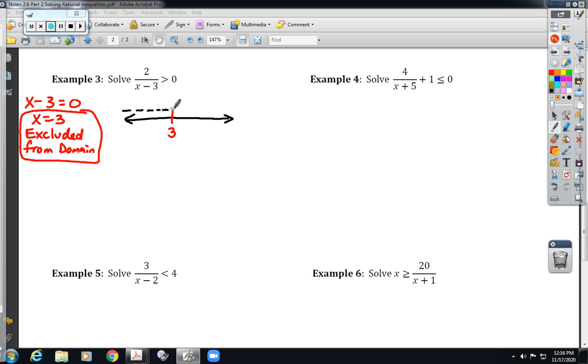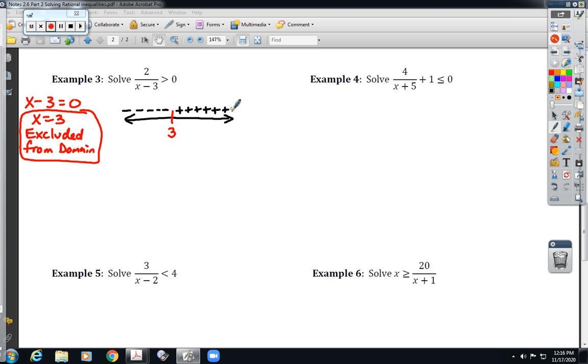Then we pick a number bigger than 3. Doesn't matter what number. 5 is a good number. So 2 over 5 minus 3 would be 2 over 2, which is a positive number. So everything on the other side of 3 here is positive.